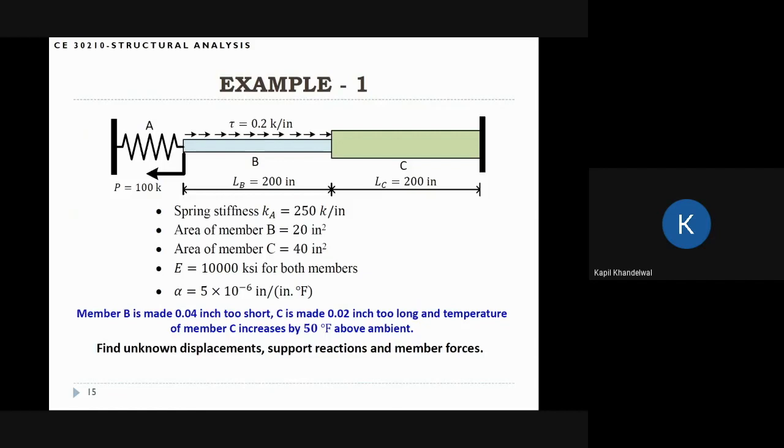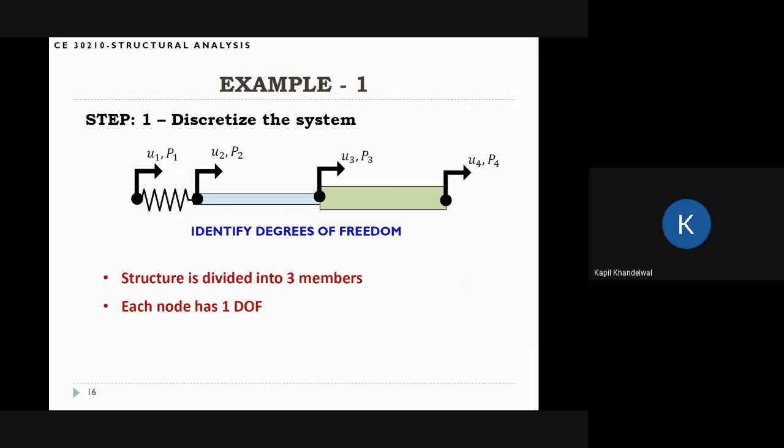And for this problem, we want to find unknown displacements, support reactions, and member forces. If we go through the step-by-step process, the first step is to discretize the system. In this case, we are going to discretize the system into three elements. One is the spring element, this is the second element, and this is the third element.